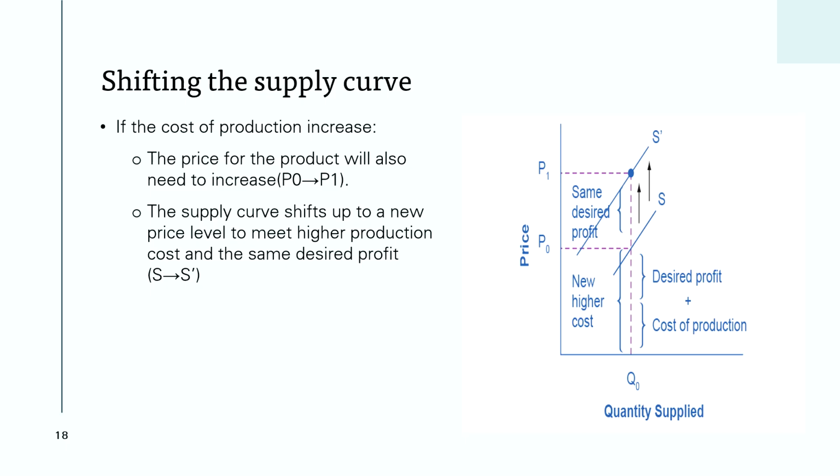Now we look at a supply shift. If production costs increase, for example, input prices or labor costs, firms will require a higher price to supply the same quantity. This pushes the supply curve upward, or to the left, from S to S prime. At the same quantity, the new required price is higher, from P0 to P1. A rightward shift in supply indicates more supply, and a leftward shift indicates reduced supply.